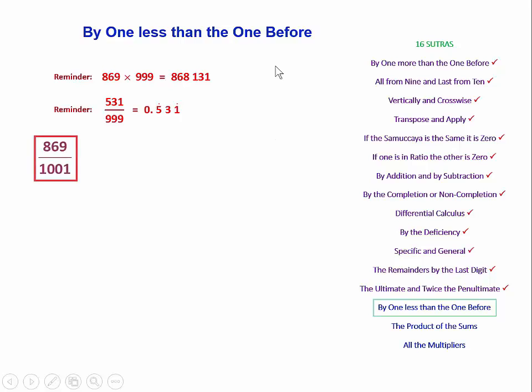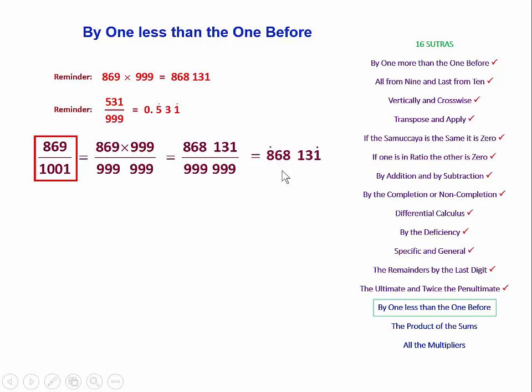So let's take an example of how we can use "by 1 less than the one before" in division. 869 over 1001. We're going to multiply the top and bottom of this fraction by 999, because that will give us a series of 9s underneath, and we can use this method here. So multiply the top by 999 using this method, just like that, and then the bottom just becomes 6 9s. So using our 1 less method, we can multiply those numbers on the numerator to get this, and then we can write out the recurring decimal. It's just the numerator repeating over and over.